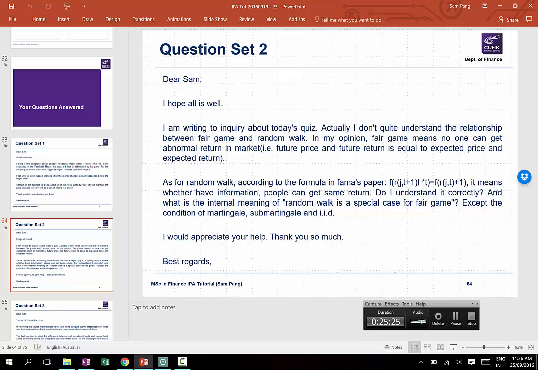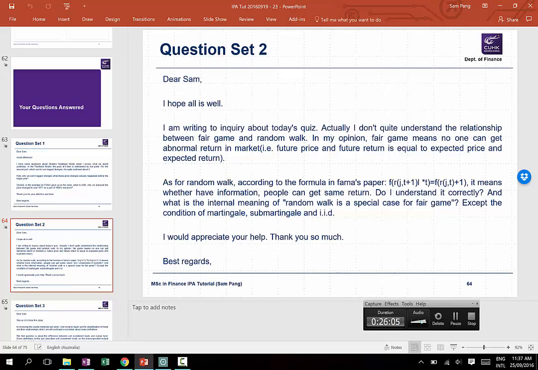Now, let me tackle question 2. This is regarding Farmer's paper, and so the question starts: I don't understand the relationship between fair game and random walk. In my opinion, fair game means no one can earn abnormal return, and then there's reference to the formula in Farmer's paper. Do I understand it correctly that people get the same return when they have the same information? And what is the internal meaning? Random walk is a special case for fair games.